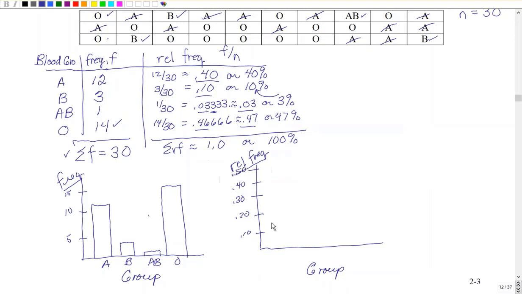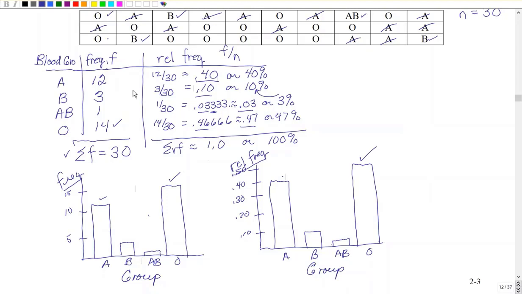But once again, you just draw a bar for each blood group, and the height of the bar is the relative frequency. So the first one here is 0.40, and then we have 0.10, and then we have 0.03, and the last one is 0.47. And once again, you label this A, B, AB, and O. Now, obviously, it didn't matter whether you did frequency or relative frequency in finding the important features. You can still see the most common category is O, followed by A, and then the other two. So that's the basic idea behind qualitative data.